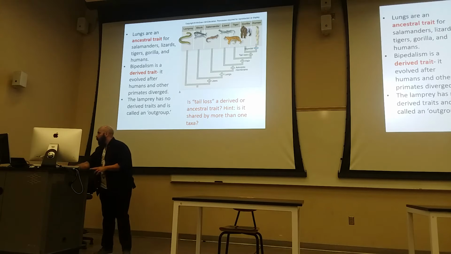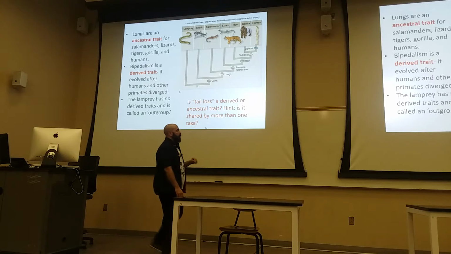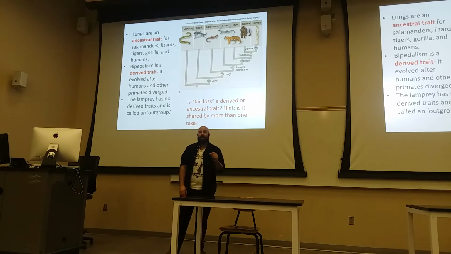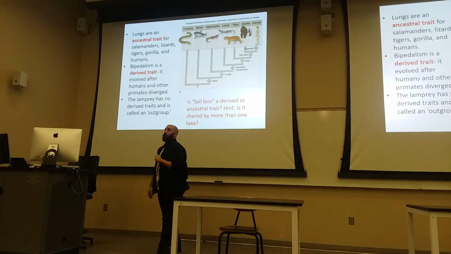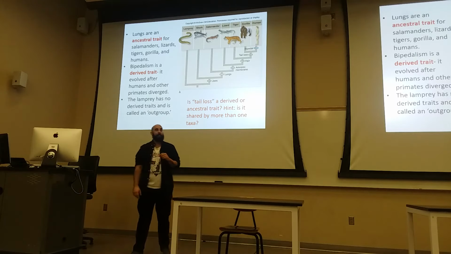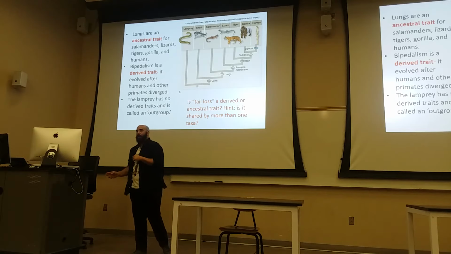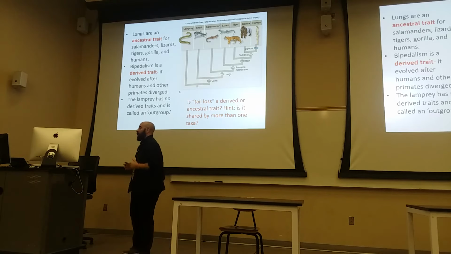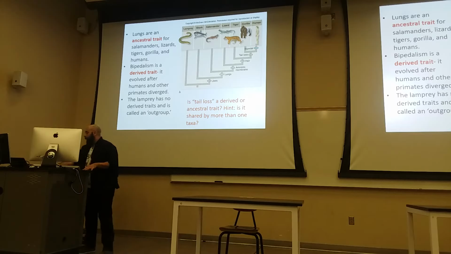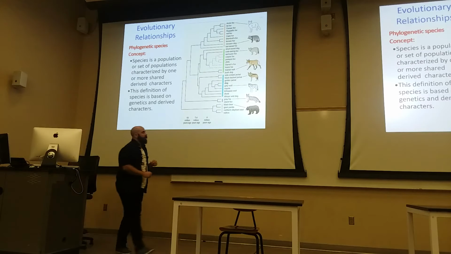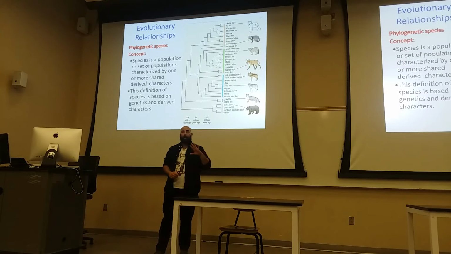Okay, so go ahead and find tail loss on here. Find the trait tail loss. Is that an ancestral trait or is it a derived trait? So where is it in relation to the node? Yeah, it is an ancestral trait because that trait of not having a tail is seen in those lineages. Good. All right. So let's look at this evolutionary tree. We're comparing various species of carnivores.